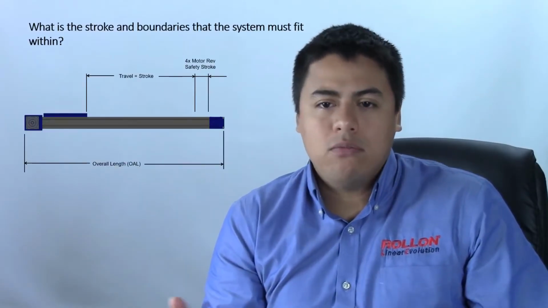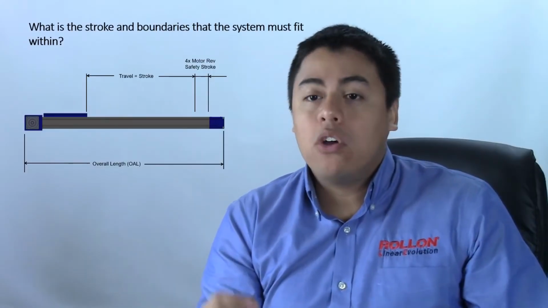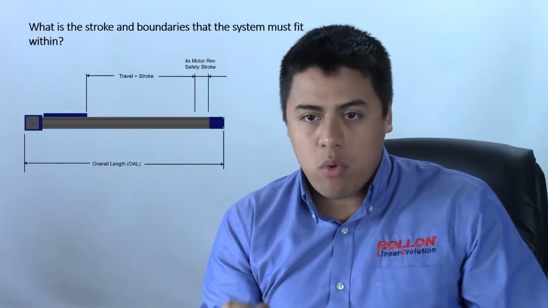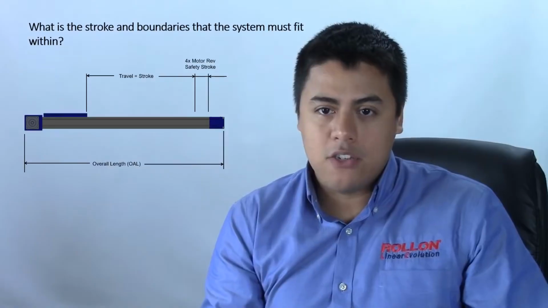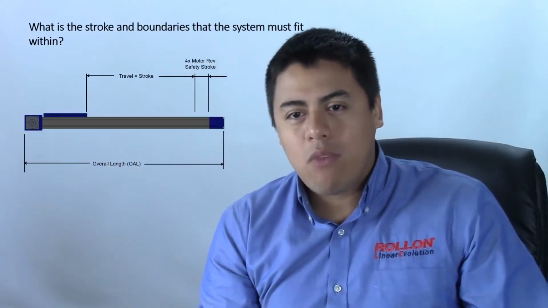Thirdly, we consider our first letter T, or travel. Simply put, this answers the question of how much travel or stroke do I need? Ball screw actuators are limited to about 1.5 meters due to their speed limitations at higher strokes, while belt and rack systems can reach hundreds of feet.